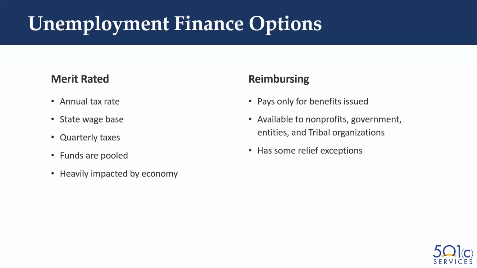So I'll give you a state example. In the state of Oregon, the taxable wage base right now is $56,700, and you could be assigned a rate all the way up to 5.4%. So let's say this year you're assigned a rate of 4%. That means you're going to pay 4% on the first $56,700 that every employee earns. That would be about $2,268 per employee.